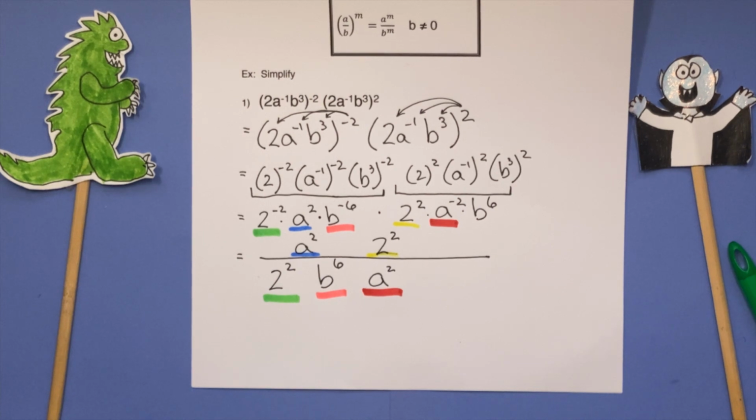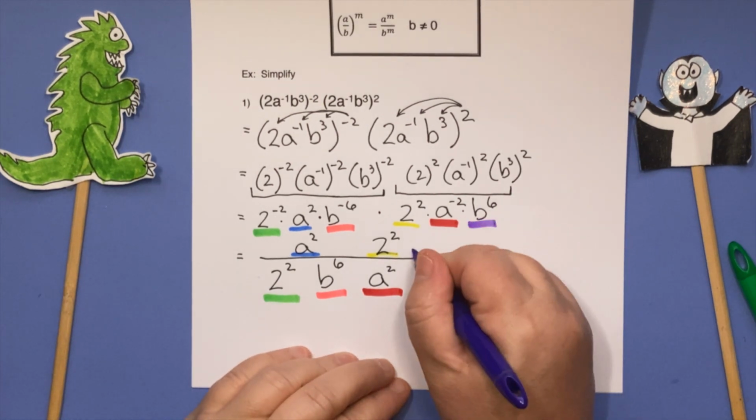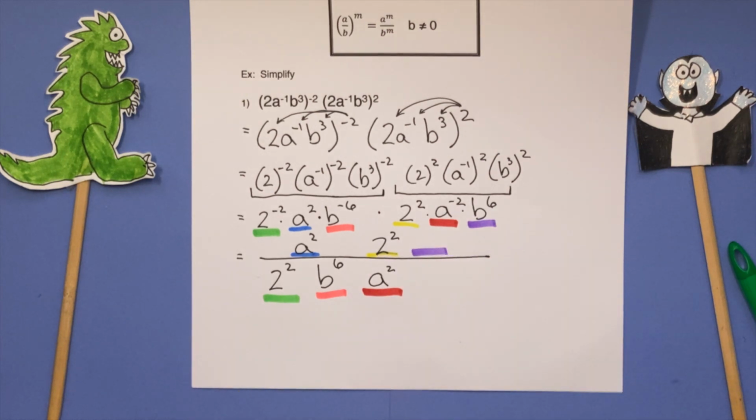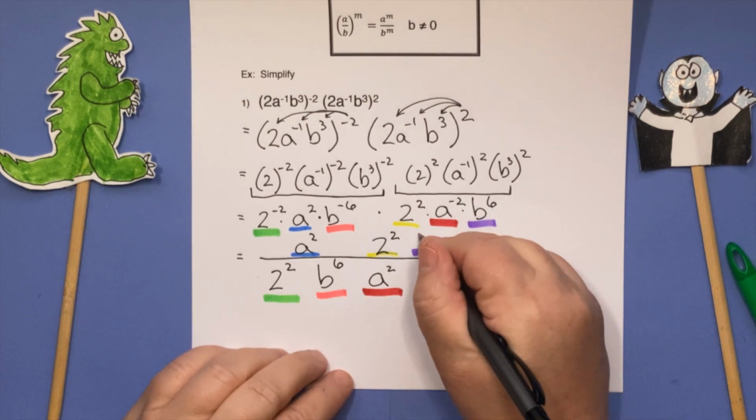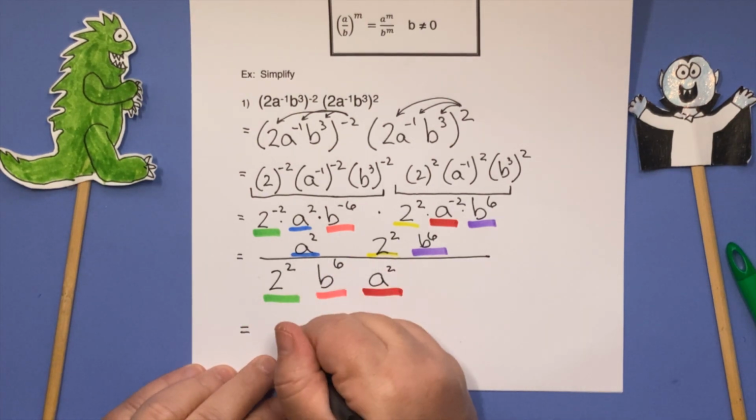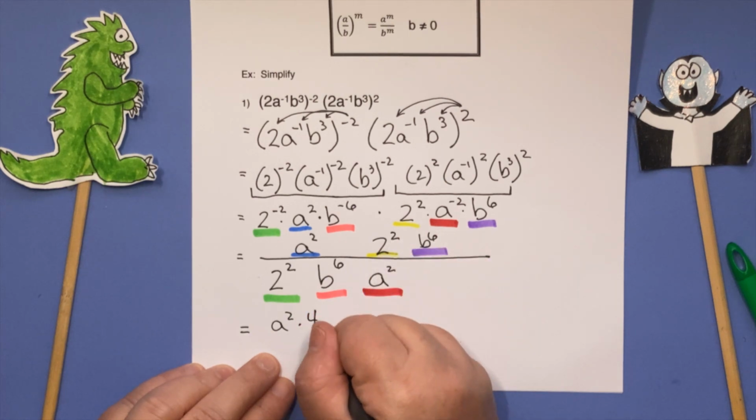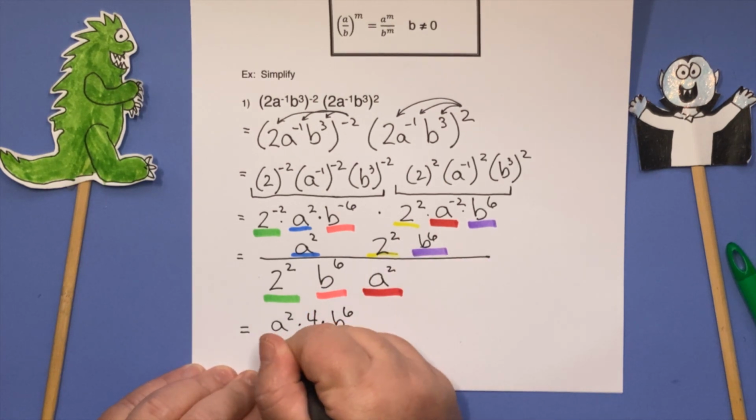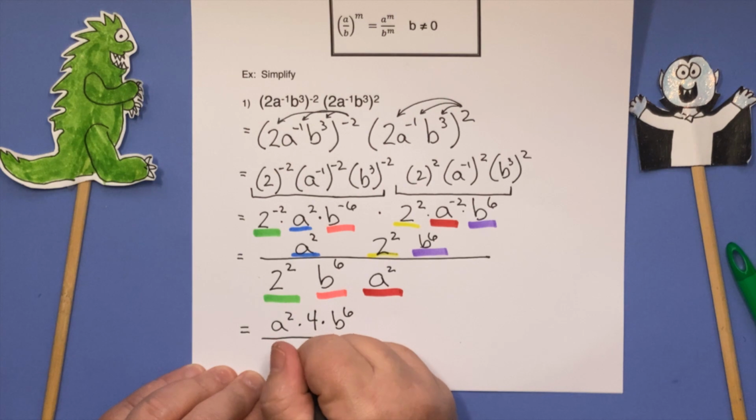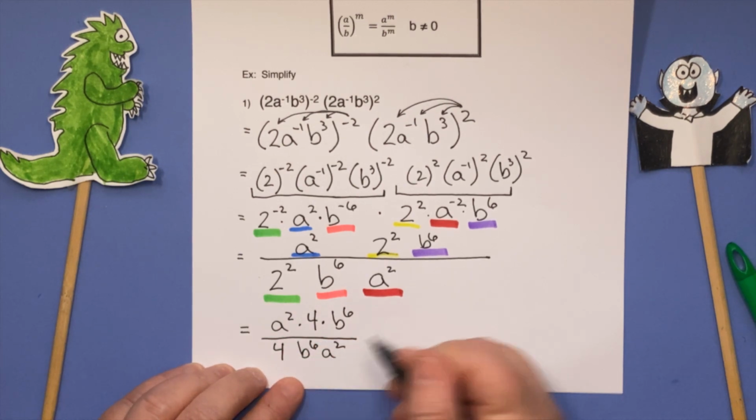Okay, and then here's a purple. The B to the 6, not a vampire. Happy little regular human person. And so that stays up there. And then let me combine. Let me see what's going on. I've got A squared times 2 squared, which is 4, times B to the 6th, all over 2 squared, which is 4, B to the 6th, times A squared.